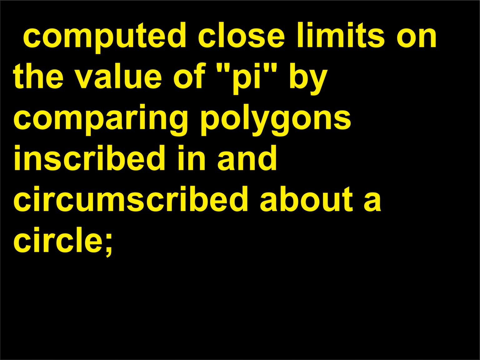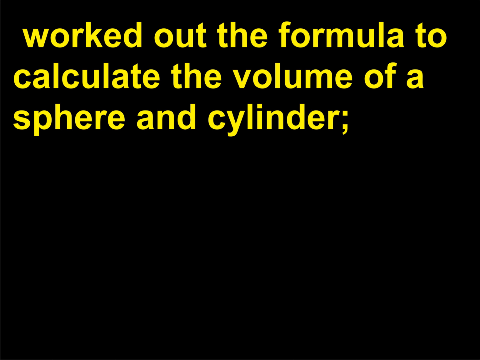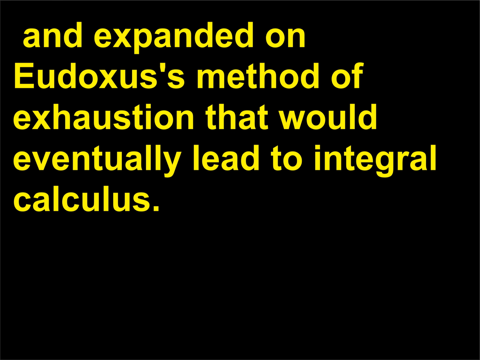He computed close limits on the value of pi by comparing polygons inscribed in and circumscribed about a circle, worked out the formula to calculate the volume of a sphere and cylinder, and expanded on Eudoxus's method of exhaustion that would eventually lead to integral calculus.